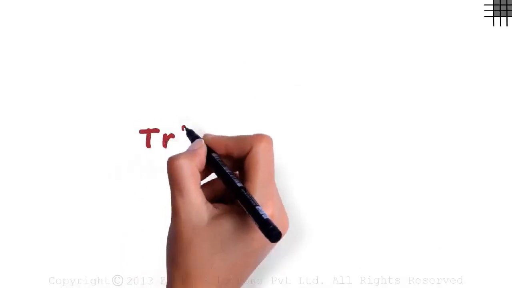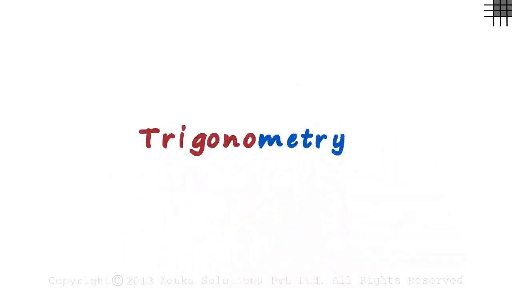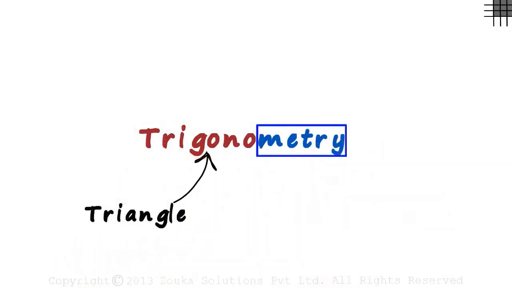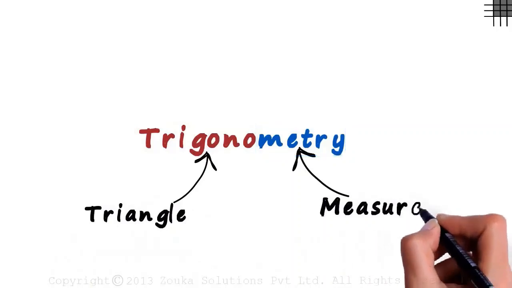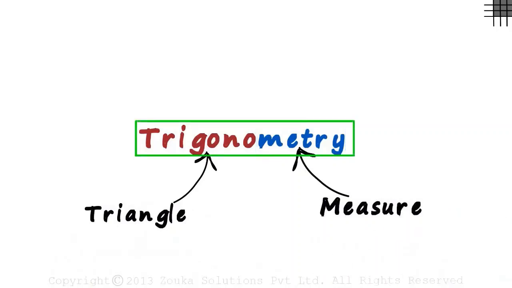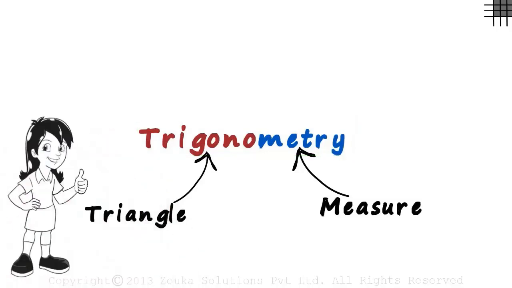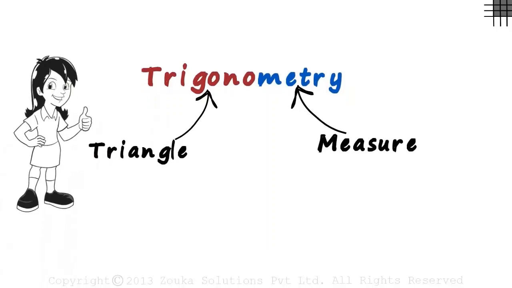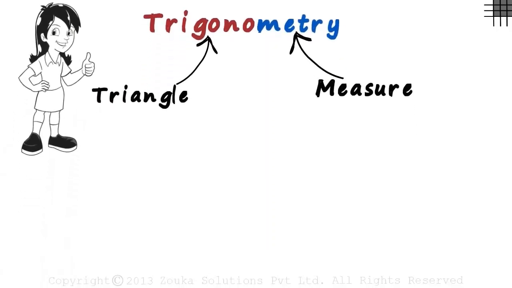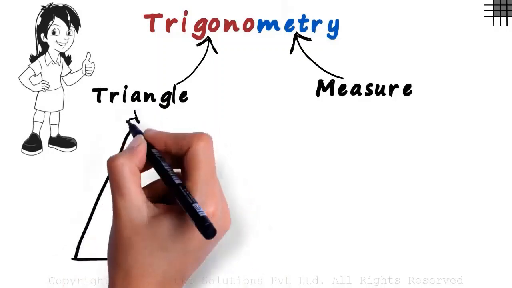What does trigonometry actually mean? In Greek, this red part means triangle and the blue part means measure. Trigonometry is one of the most feared topics in mathematics, but in reality, it is extremely simple. The meaning itself is so simple. It's just the measure of all the things possible in a triangle. That's all. Let's consider a triangle ABC.